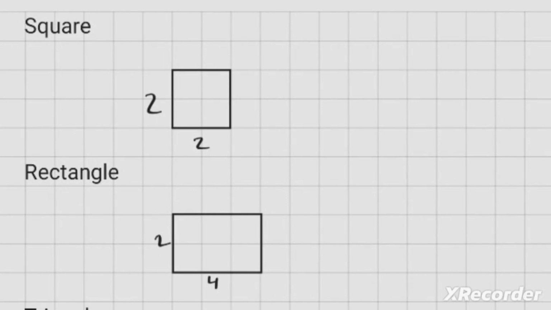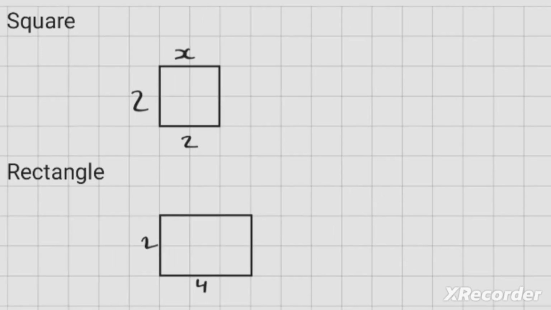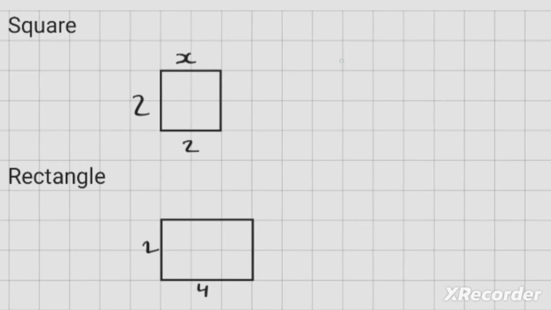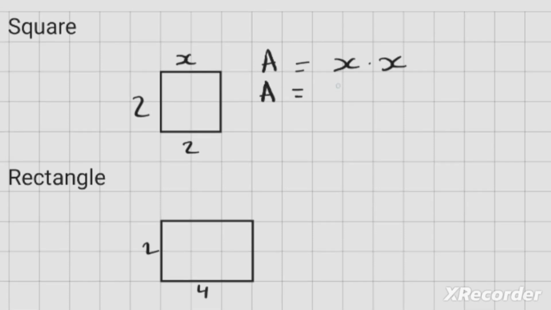So let's start with the square. Let's say that one side is called x. So all the sides basically will also be x because all the sides are the same. So the formula for the area of the square is just x times x. It's the area of the square. So basically here we know that one side is 2. So the area here would just be 2 times 2, which is 4.